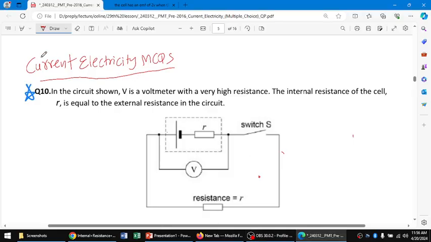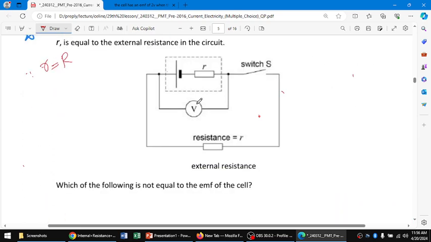So this is another video about the current electricity problems. In this problem we have a battery, a cell that has internal resistance, and the internal resistance r must be equal to the external resistance capital R. So the internal resistance and the external resistance are both equal in magnitude.